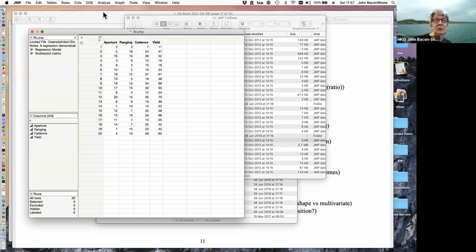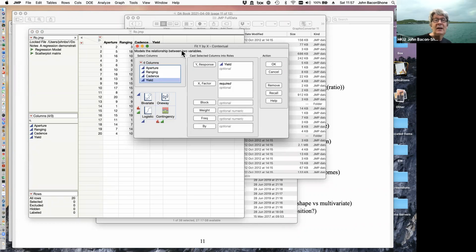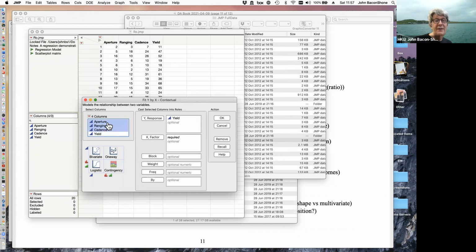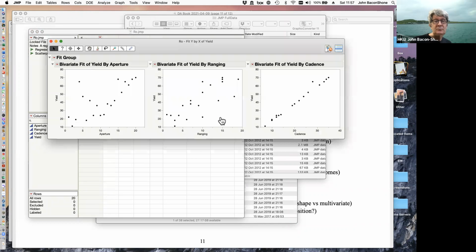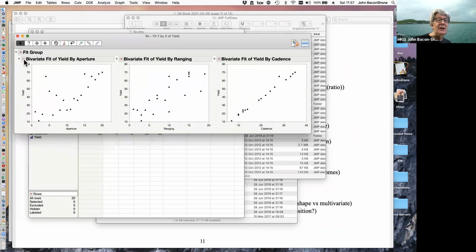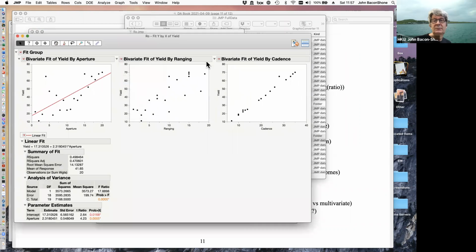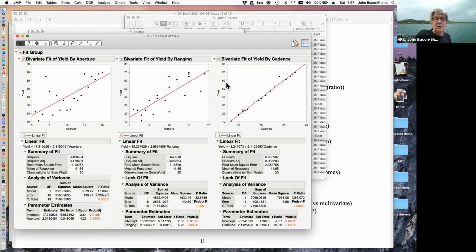Let's look at the yield, which is our outcome variable here, and we have three different possible covariates: aperture, ranging, and cadence. We're going to look at each of these three separately and fit a simple linear model. When we fit the simple linear models, what is our conclusion? Do we think that these three covariates each have a positive linear relationship with yield? Please respond in the chat whether you think there is evidence that aperture, ranging, and cadence each have a linear relationship with yield. Yes or no?